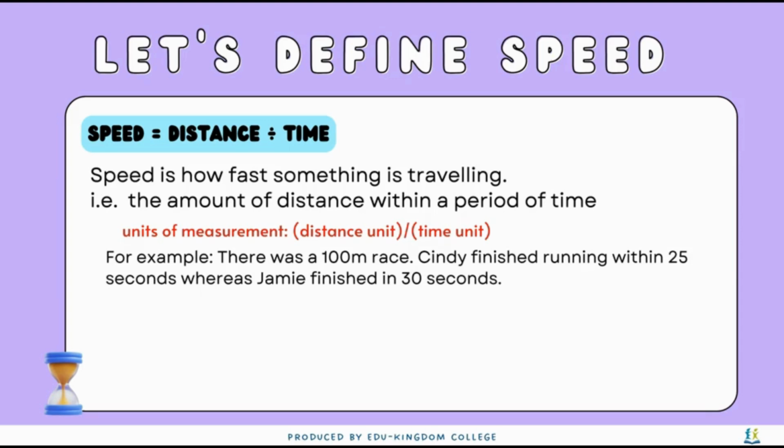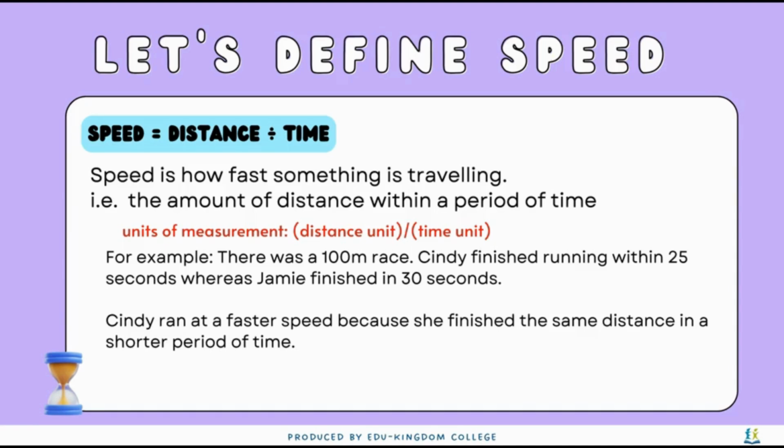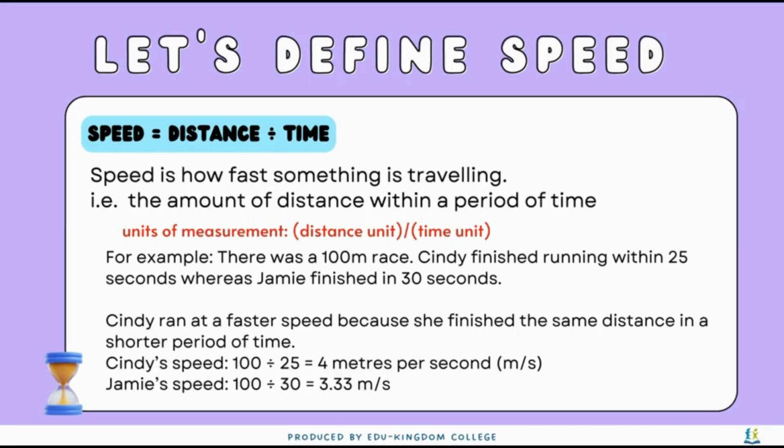For example, there is a 100-meter race. Cindy finished running it within 25 seconds, whereas Jamie finished it in 30 seconds. Cindy ran at a faster speed because she finished the same amount of distance in a shorter period of time, without needing to work out the actual speed. Even if we work out the actual speed, we can see that Cindy's speed is 100, which is the distance, divided by 25, which is the time, giving us 4 meters per second. Whereas Jamie's speed, 100 divided by 30, gives us 3.33 meters per second.